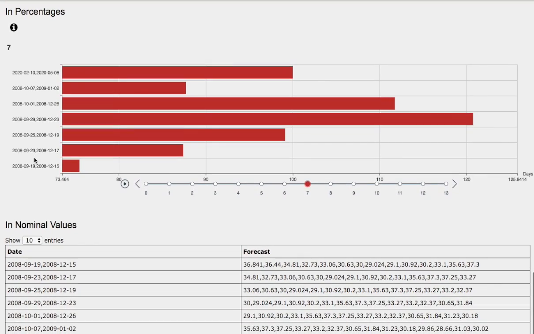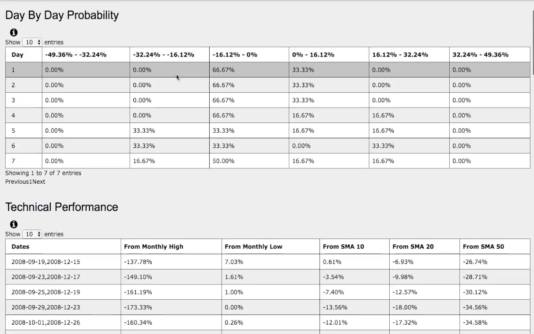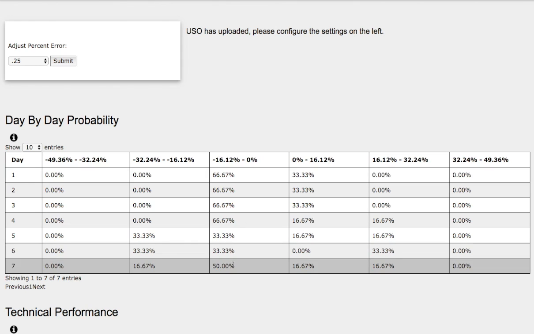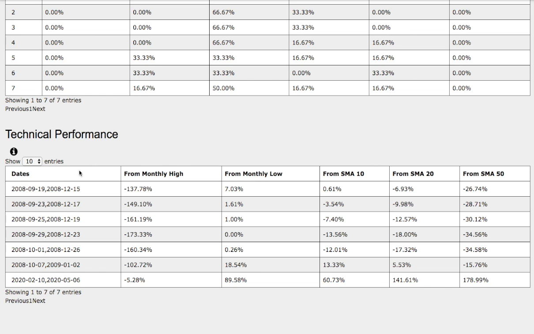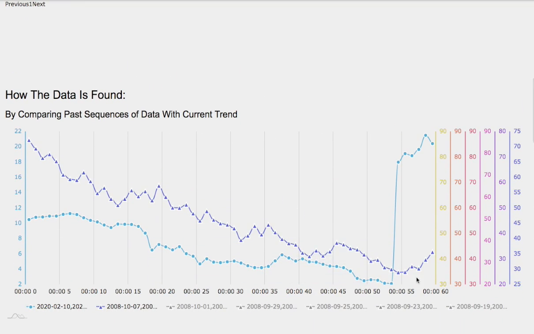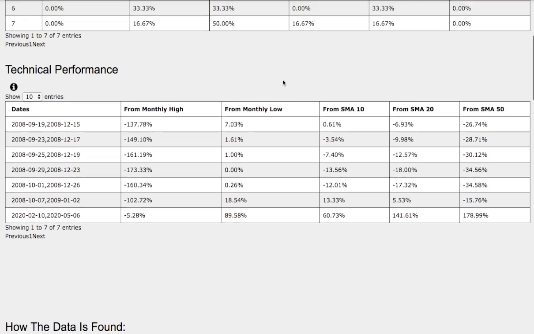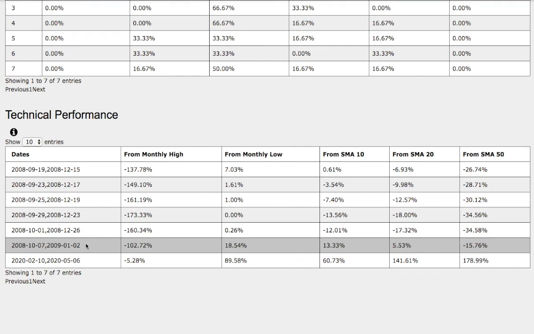So the model that we just examined was October 7, 2008 to January 2nd, 2009. Back then, WTI crude oil was down roughly around 12.3%. So if we examine the day-by-day probability model, that coincides with the standard deviation of 50% chance for between 0 to a negative 16%. And if we examine the technical performance, due to the reverse split, it's out of whack. So we'll just examine the trend in question.